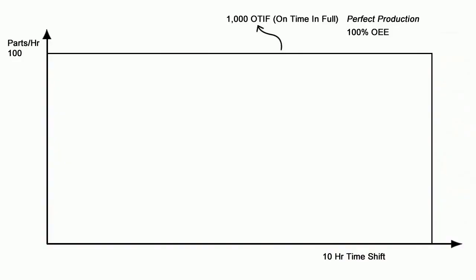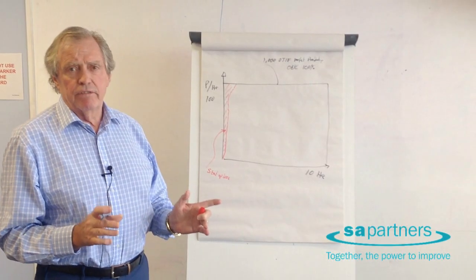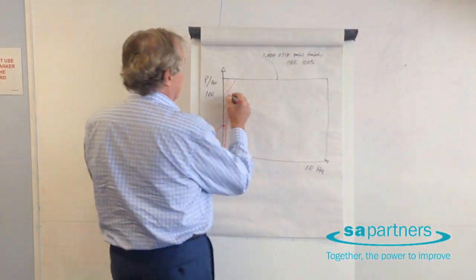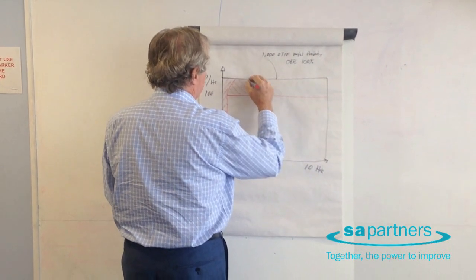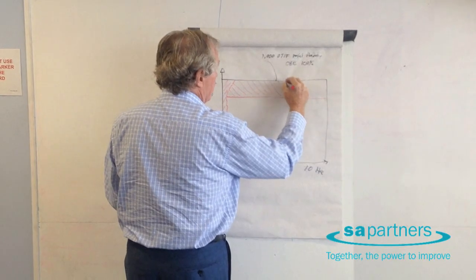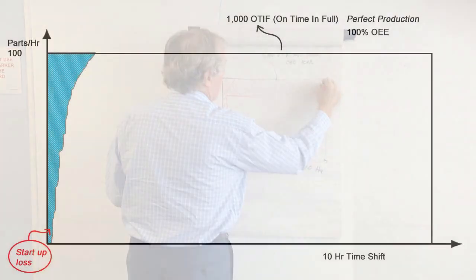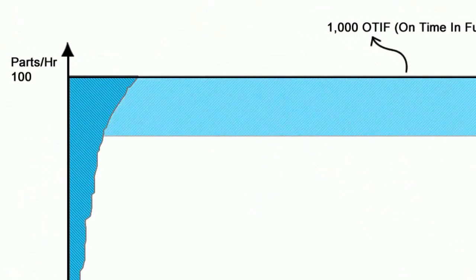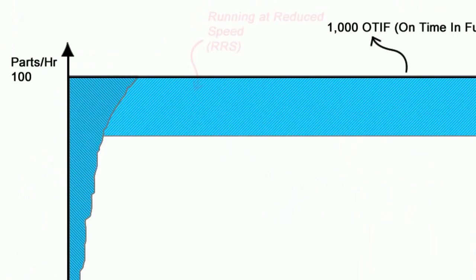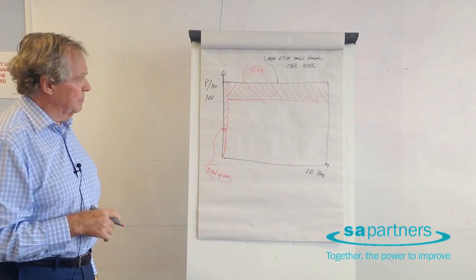I also know that if we run it at the standard cycle time of 100 per hour, the finish gets corrupted and is just not fit for purpose, this machine. So I wind it down to run at 90 units per hour, not 100. By doing that, I know that I'm protecting the quality. So I'm actually running it at a reduced speed, which is one of the other 6 losses, in addition to startup losses, that affect the availability, the performance rate, or the quality rate of this machine.